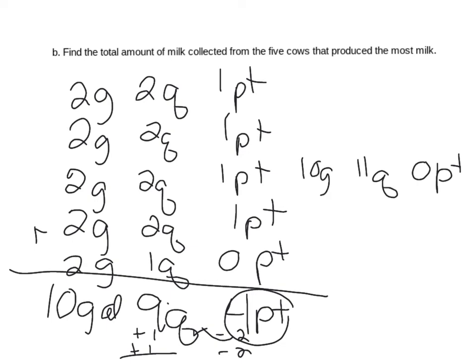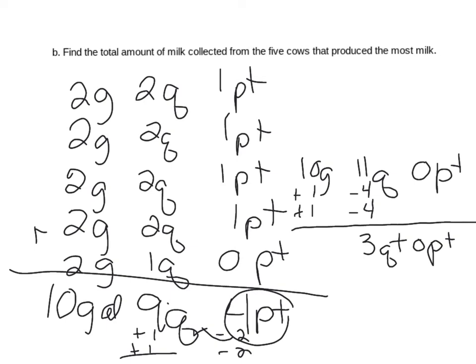Okay, now I can pull quarts and change them into gallons. So I have 4 quarts in 1 gallon, so I know I can pull 1 gallon out, which is 4 quarts. I can pull a 2nd gallon out, which is 4 quarts, and then I can solve, and that will be my answer. So 11 minus 8 is 3, and 10 plus 1 plus 1 is 12. So our answer for the total amount of milk collected from 5 cows that produce the most milk is 12 gallons, 3 quarts, and 0 pints.